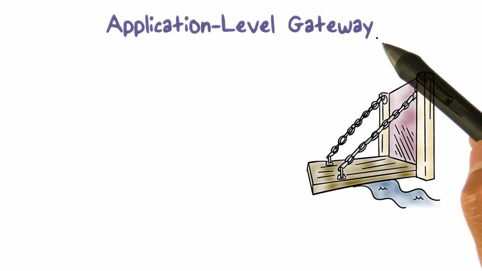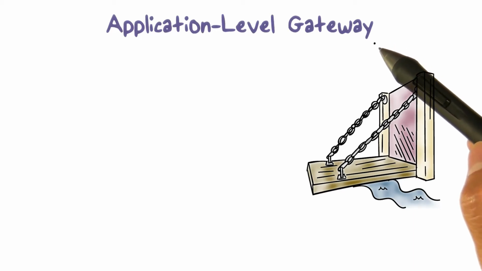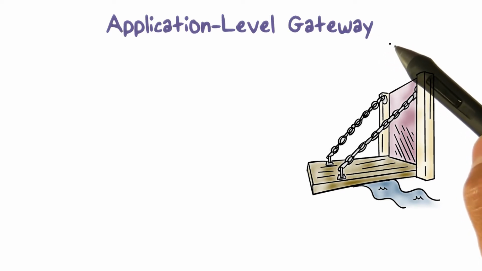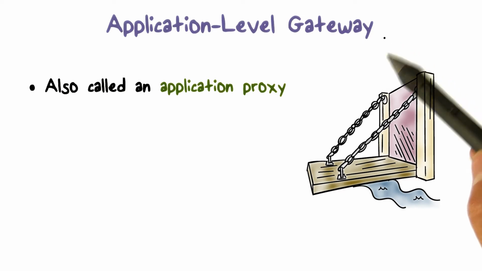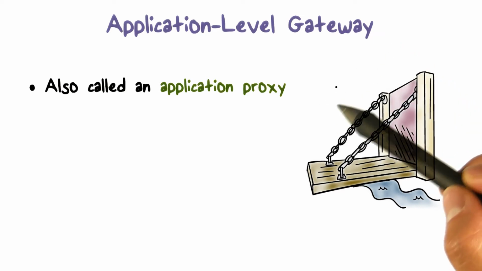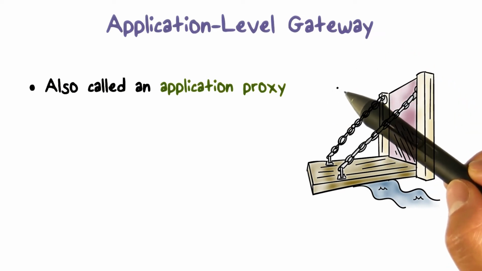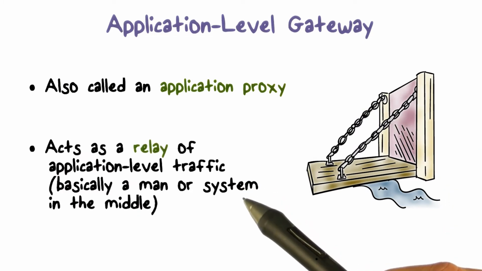The packet filtering or the stateful inspection firewalls are the two main or more traditional types of firewalls. There are other more modern firewalls. In particular, an application-level gateway, or sometimes called an application proxy, is an application-specific firewall. It essentially acts as a relay of application-level traffic, or a man or system in the middle.